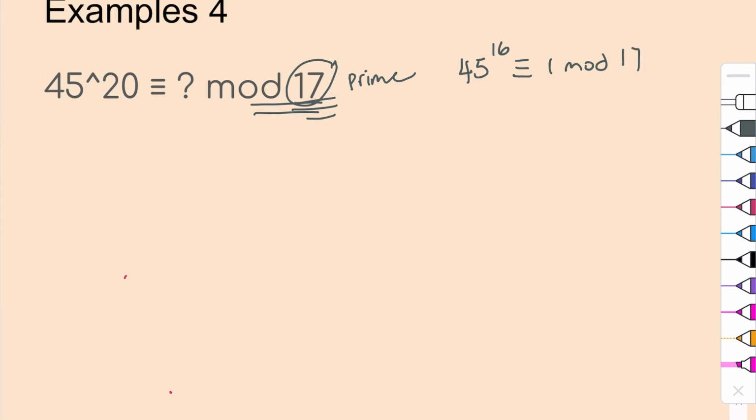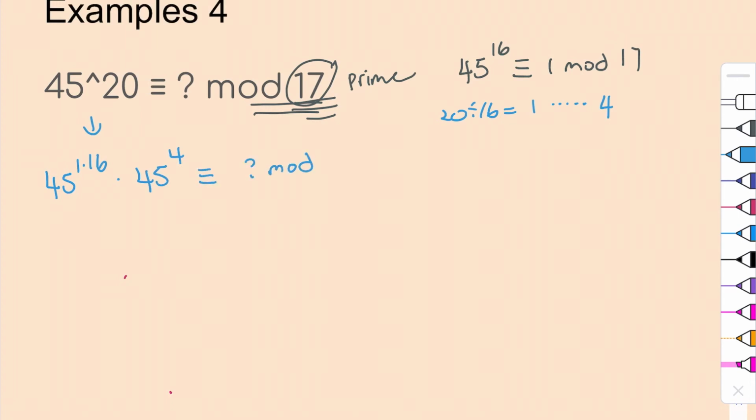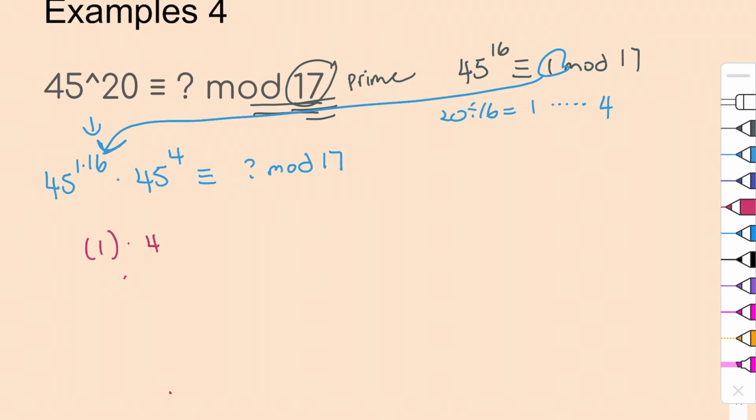And now let's break this exponent apart. So 20 divided by 16 is going to be equal to 1 with a remainder of 4. So we can rewrite this as 45 to the 1 times 16 power times 45 to the 4 power, which is equal to what number in mod 17? And now, since we know that 45 to the 16 power is 1, we can just substitute this number. So we would have 1 times 45 to the 4th power is equivalent to one number in mod 17.